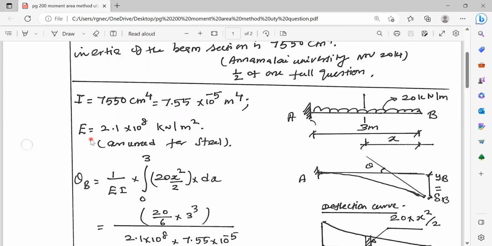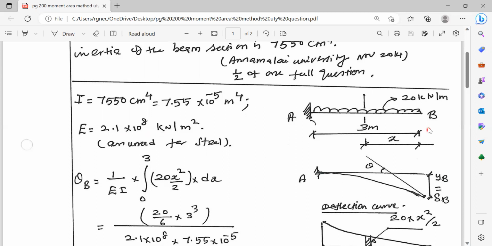Young's modulus is not given, and this is assumed because they have mentioned it is steel. It is 2.1 into 10 power 8 kilonewton per meter square. You can take either 2.1 or 2 into 10 power 8 kilonewton per meter square. The loading is in kilonewton, length is in meter. Therefore, we should have Young's modulus in kilonewton per meter square.